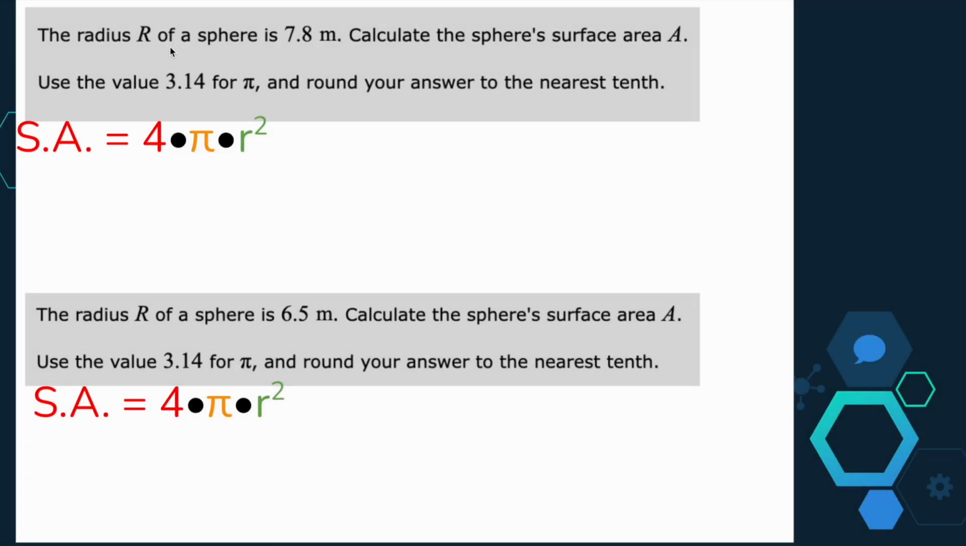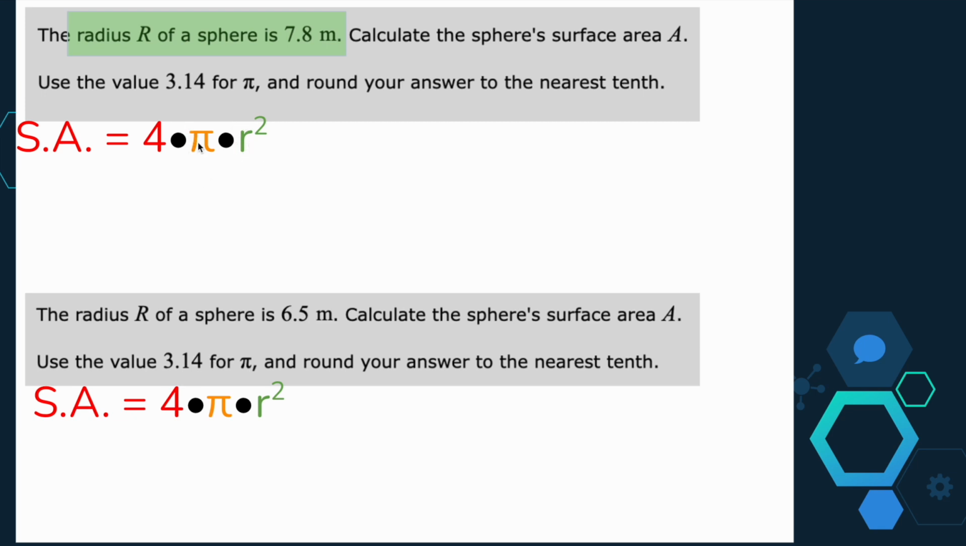So if we look at this one, we have the radius r of a sphere is 7.8 meters. Calculate the sphere's surface area A. Use the value 3.14 for pi and round your answer to the nearest tenth. So they tell me what the radius is right away. The radius is 7.8 meters. So I can use this formula because that's all I needed to fill in.